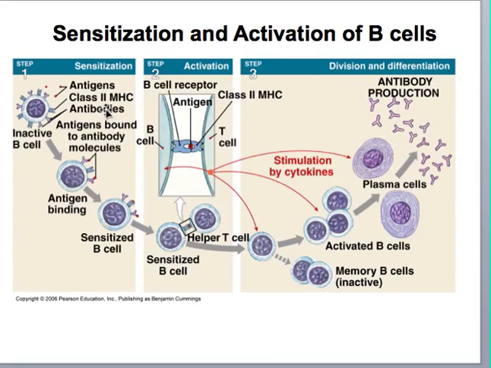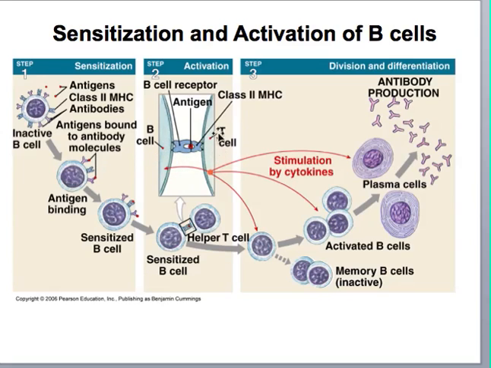So this is the picture again. We talked about the sensitization. Now we've got a sensitized B cell, and he's going to run into an activated helper T cell. This activated helper T, now we're going to blow up this little interaction between the two. Here's the B cell. There's his little B cell receptor, and he's holding out the antigen.